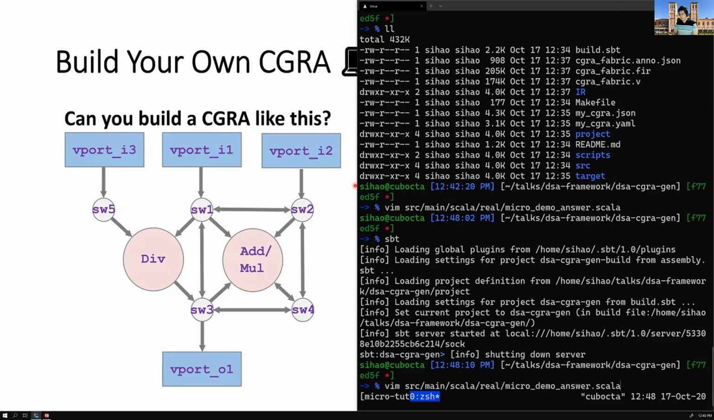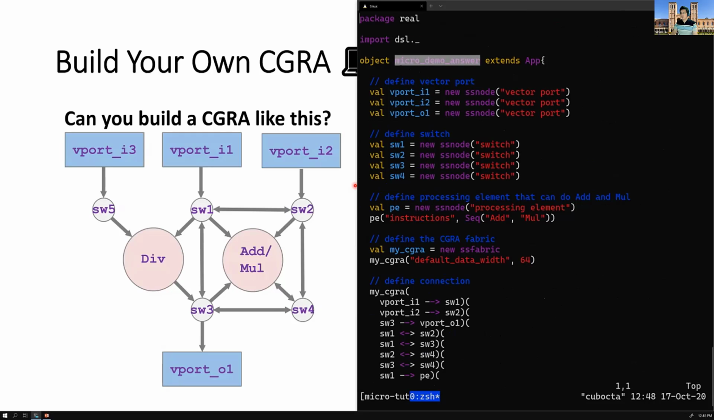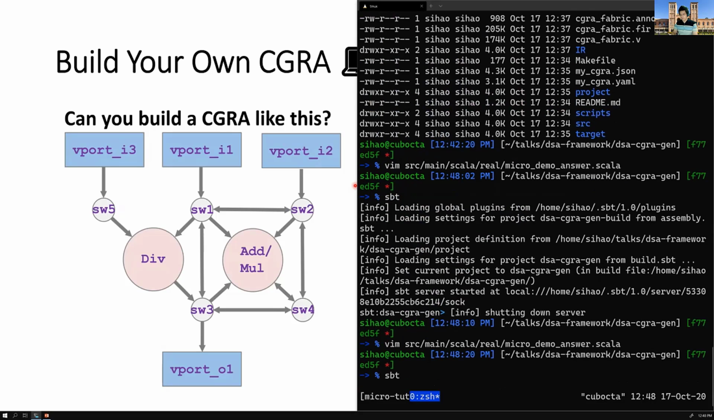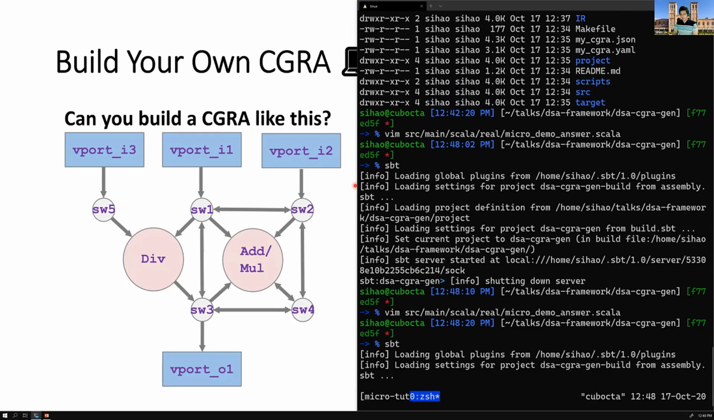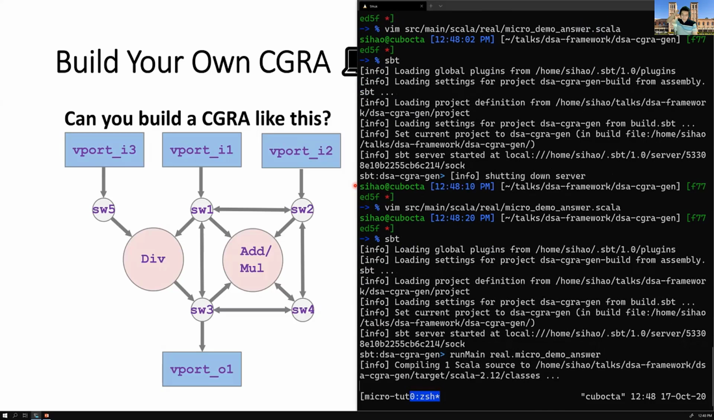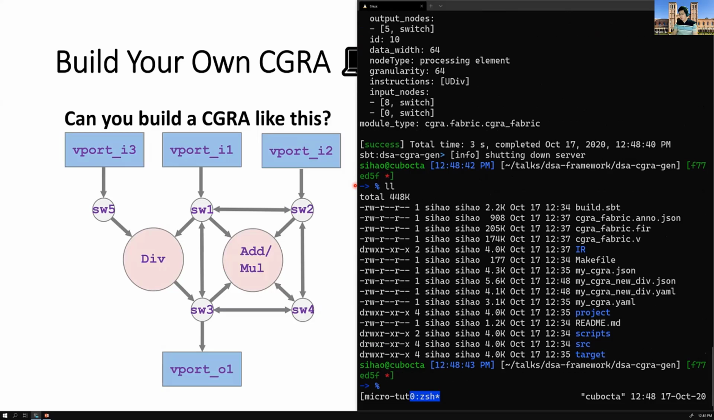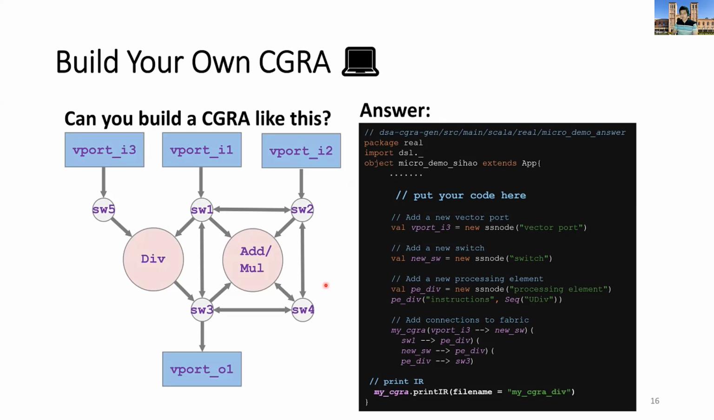Sorry, I forgot the name of the object. Okay, the name of the object that I just built is micro demo answer. So you can fire up the SBT and do the IR generation the same again. You run the command, and the package is real, and the micro demo answer. That's it. And you will see that there is a new ADG file, which is a JSON file, under the directory. And yeah, that's all you need to do.